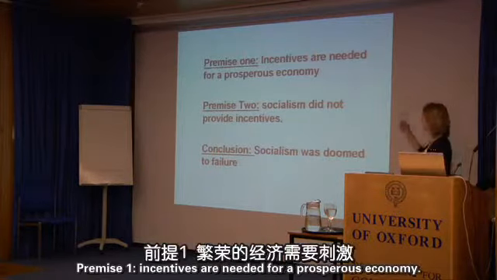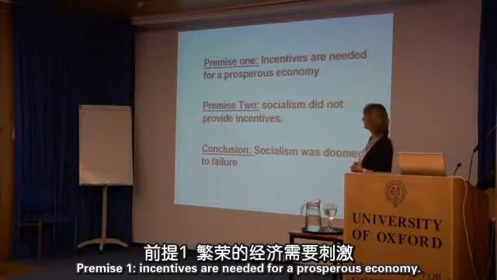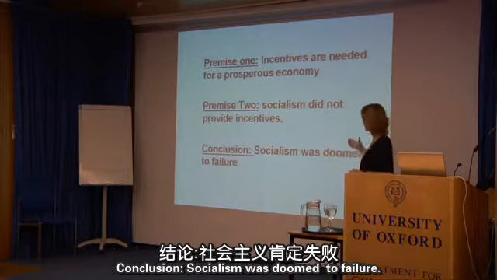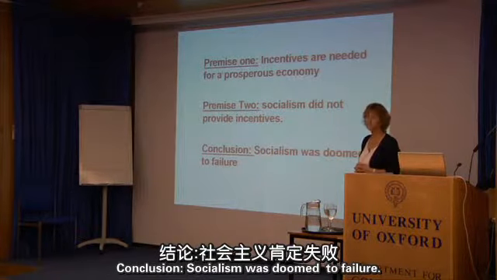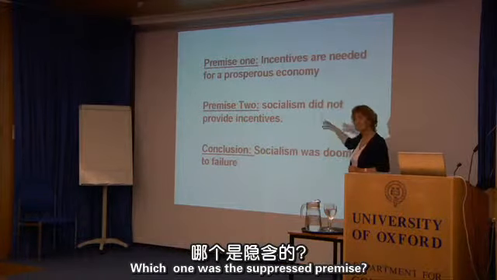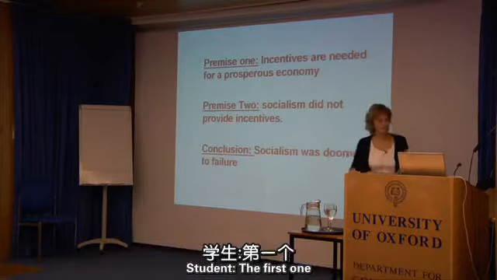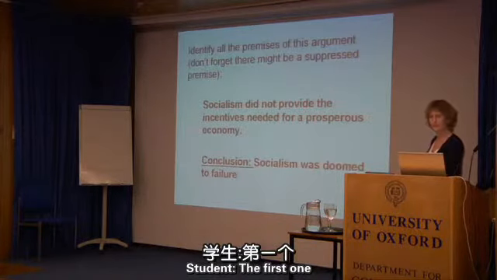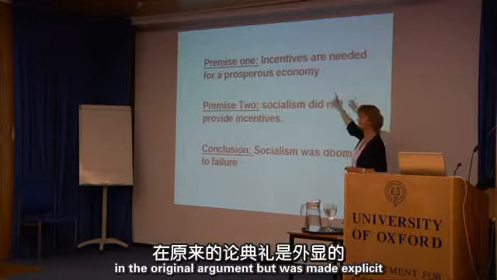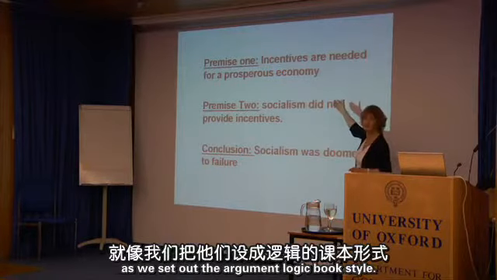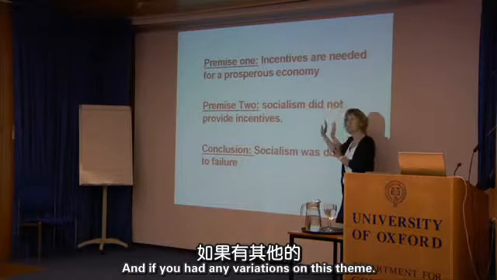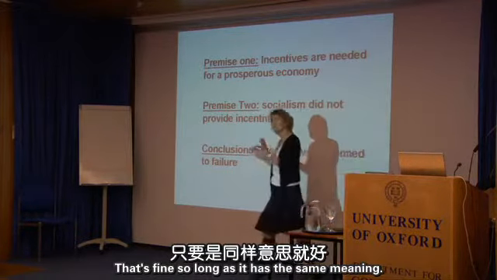So here it is. Premise 1, incentives are needed for a prosperous economy. Premise 2, socialism did not provide incentives. Conclusion, socialism was doomed to failure. Okay, do you see where both those premises come from? Which one is the suppressed premise? Yes, that's right. The first one was suppressed in the original argument, but it's made explicit as we set out the argument logic book style. And if you had any variation on this theme, that's fine, so long as it has the same meaning.